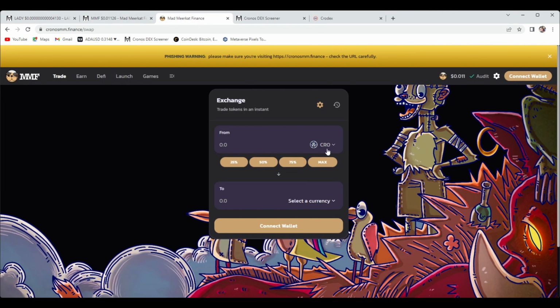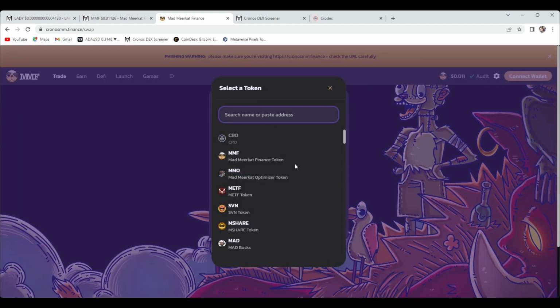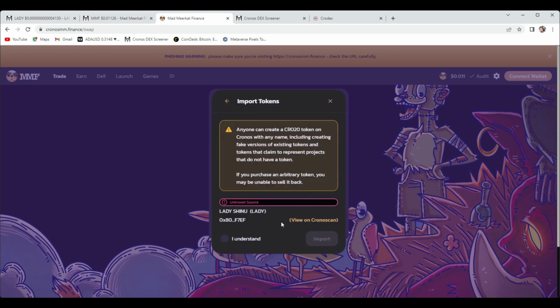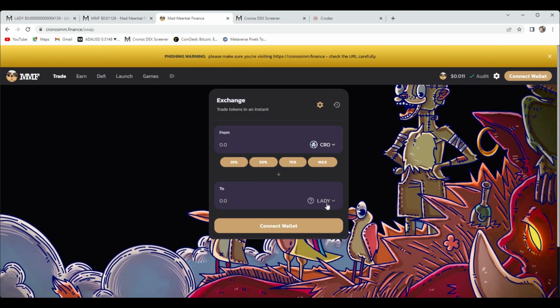So what I would do is go into MMF, and let's say I don't have my wallet connected, but let's say I have 1,000 CRO up here. Obviously, I want to trade my CRO. I'm going to copy and paste that address on here. Hit import. It's going to bring up and tell you, look, this is not an actual coin that's on our swap. Very risky. You're on your own on this one. You hit I understand, import. See it down here, it says Lady. So if my wallet was connected, I'd have 1,000.